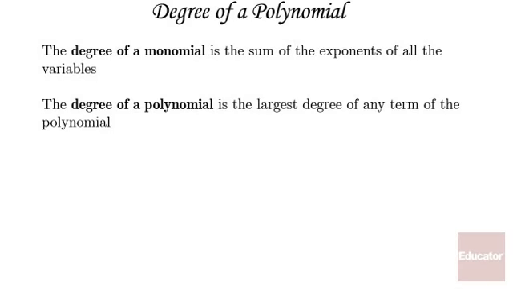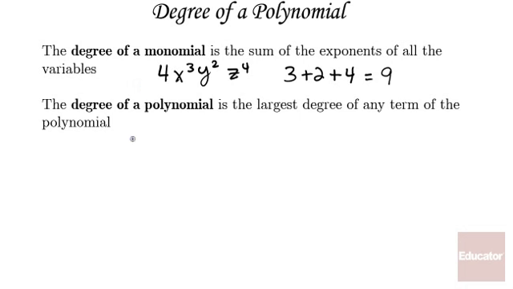We sometimes talk about the degree of a polynomial. If you're talking about a monomial, you find the degree by adding the exponents. So the degree of a monomial is the sum of the exponents of all the variables. For example, if you were given the monomial 4x cubed y squared z to the fourth, and you were asked to find the degree, you would add the exponents of the variables. So I have 3 plus 2 plus 4, which is 9. The degree for this monomial is 9.